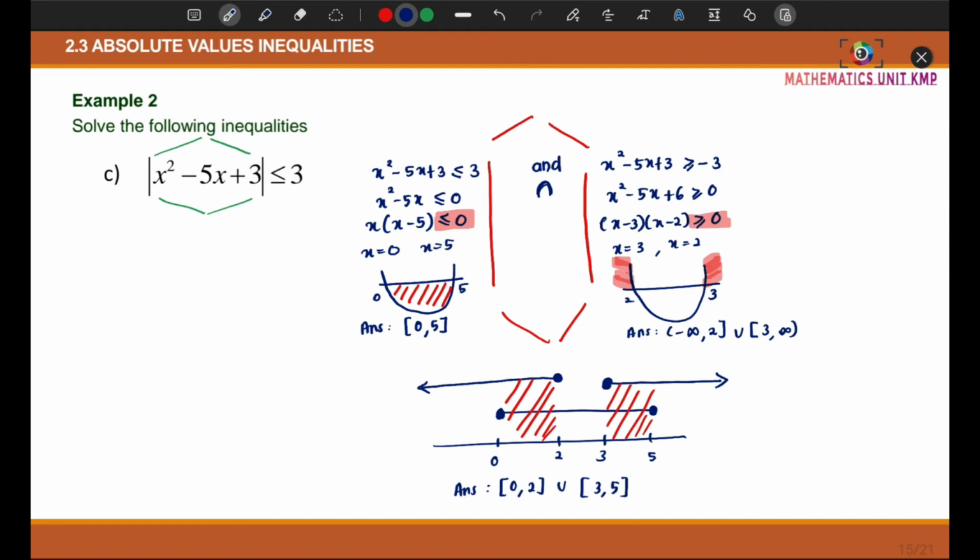Or if you want to write the answer in solution set, we can write it like this. x greater than or equal to 0, less than or equal to 2, union x greater than or equal to 3, less than or equal to 5.